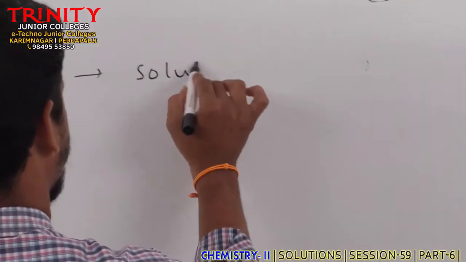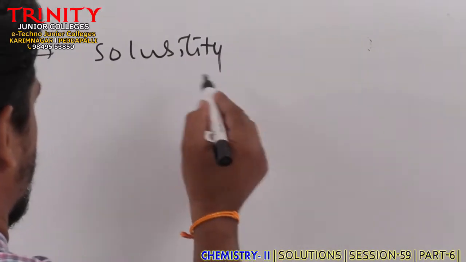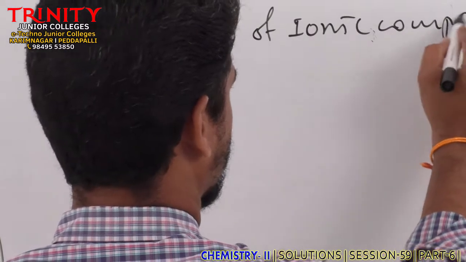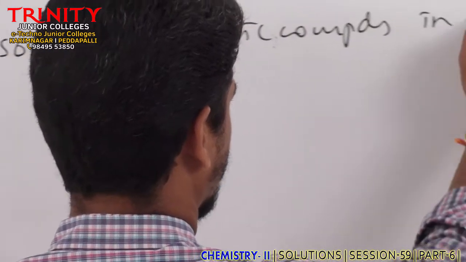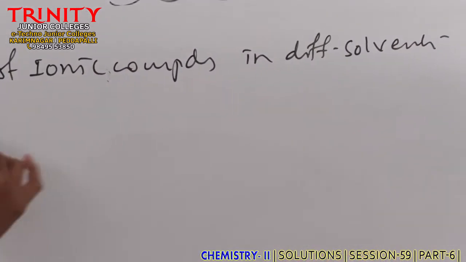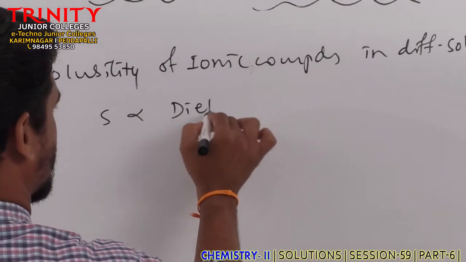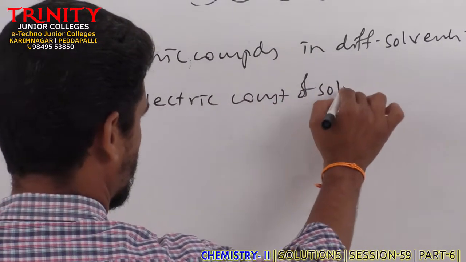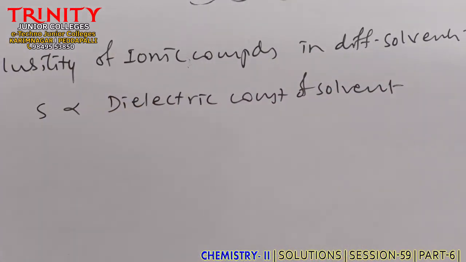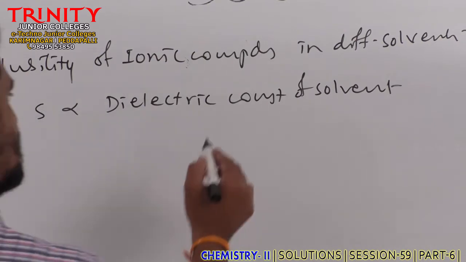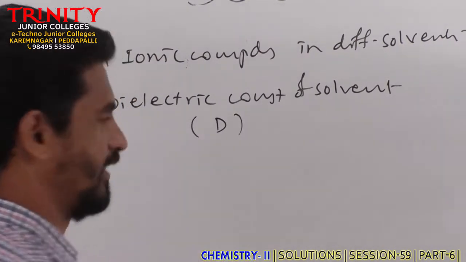Here, the important thing is that if we take the solubility of ionic compounds in different solvents, solubility is directly proportional to the dielectric constant of the solvent. It means an ionic compound is more soluble in a polar solvent whose dielectric constant is more. Dielectric constant is indicated by D.